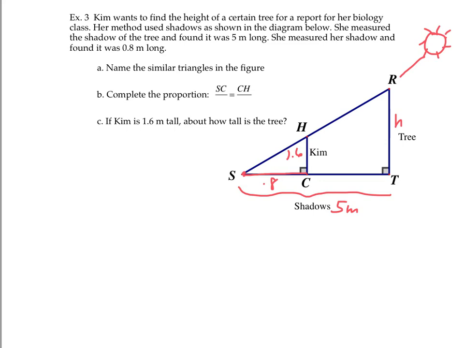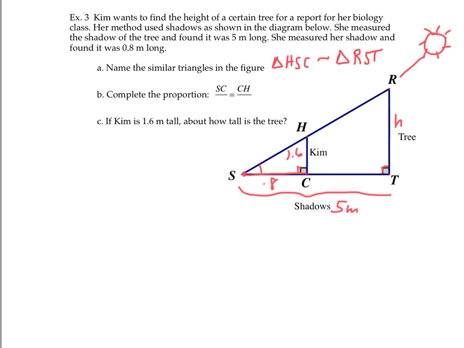Okay, so it says name the similar triangles in the figure. We'll notice that both triangles have a right angle, so we have one pair of angles that are congruent. Also notice that the triangles overlap and share angle S in common, so that's our second pair of angles that are congruent. So by the angle-angle similarity postulate, we can say triangle HSC is similar to triangle RST. Now part B is what we can take away from that.